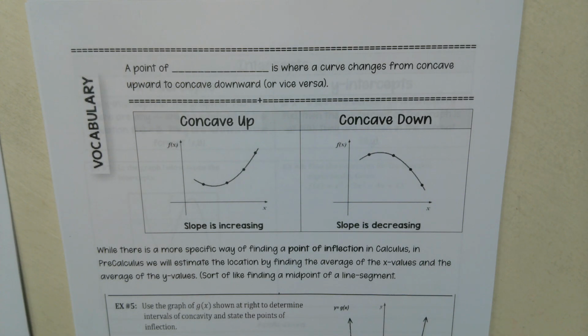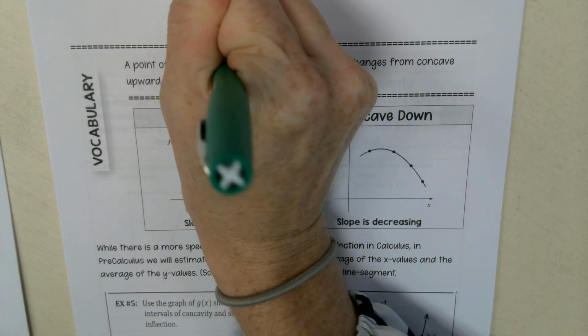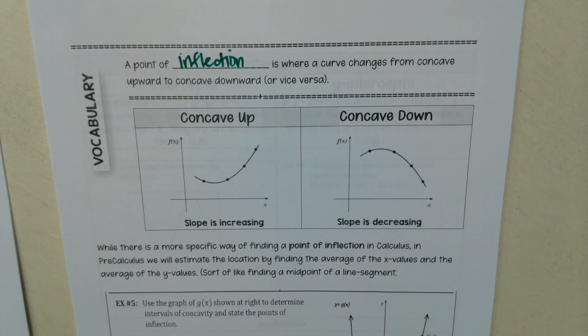All right. Some vocabulary. A point of inflection. A point of inflection is where a curve changes from concave upward to concave downward, or vice versa, down to up, up to down. Either way is fine.